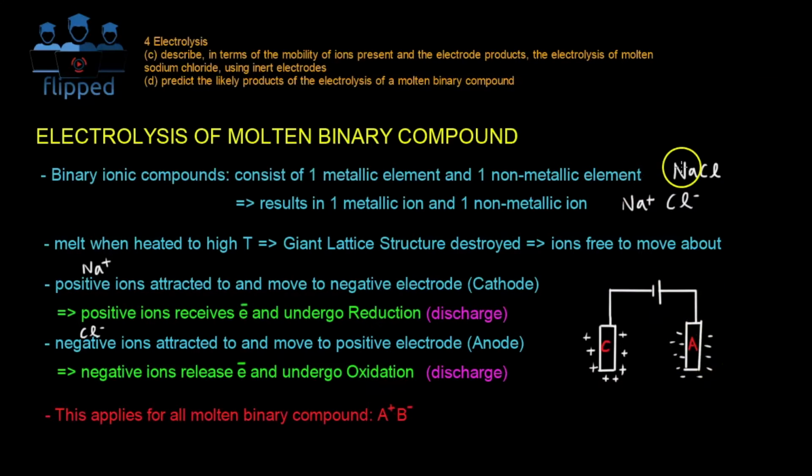Makes sense, right? The anode is a positive electrode because it's connected to the positive terminal of the battery. So this is using NaCl as an example, but this electrolysis will apply for all molten binary compounds which are A+ and B-. Another example I can give you is MgO, magnesium oxide, which is also made up of Mg2+ and O2-. That means it's one metallic element and one non-metallic element. There are multiple other binary compounds that we can talk about, but this is just an example using NaCl.